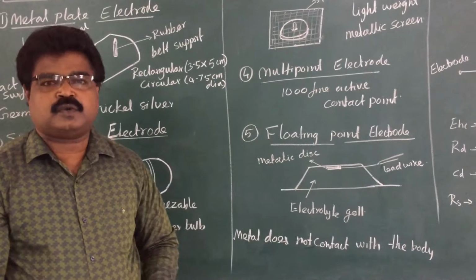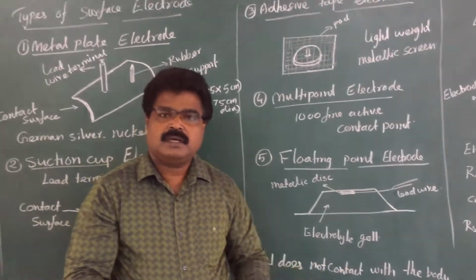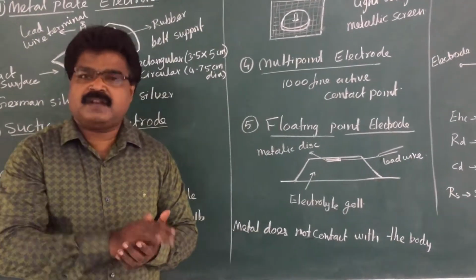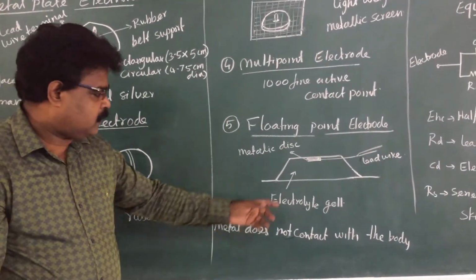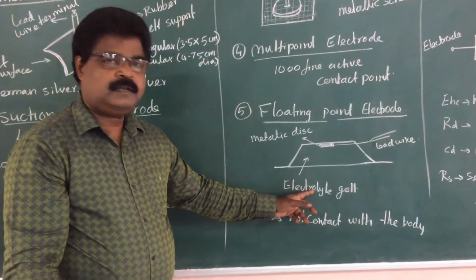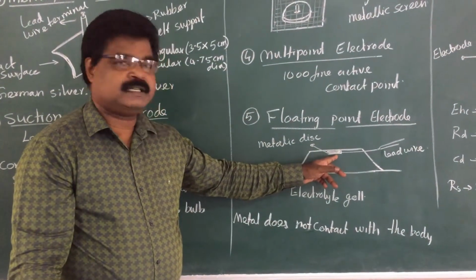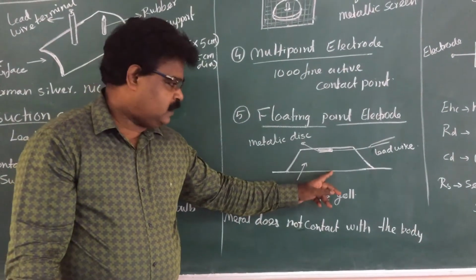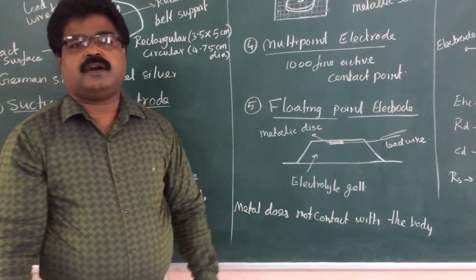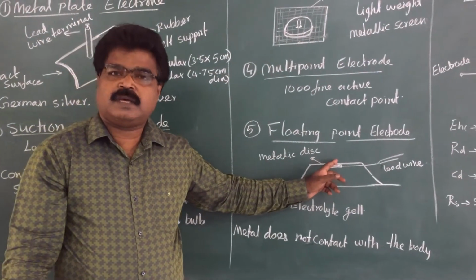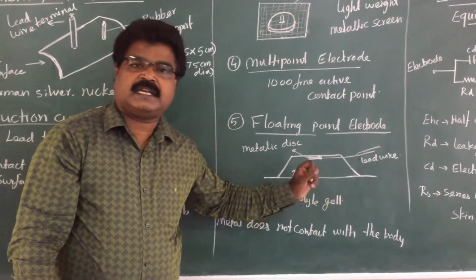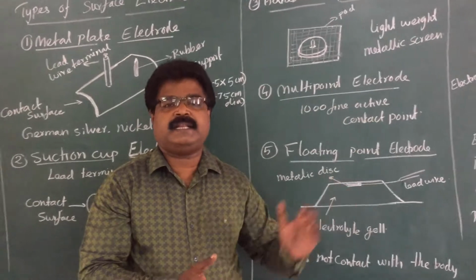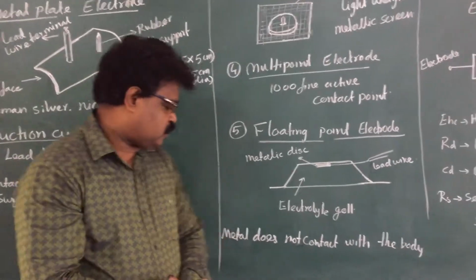Next, the floating point electrode. In this electrode, the metal has no contact with the skin. Here there is electrolyte gel, and the metal disc is separate. The order is skin, electrolyte, then the metal rod or metal disc. The metal will not directly contact the skin, so that the artifact can be eliminated in the case of the floating point electrode.